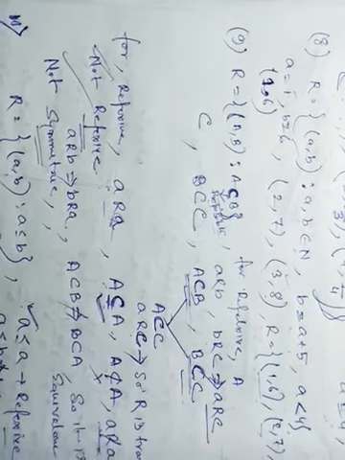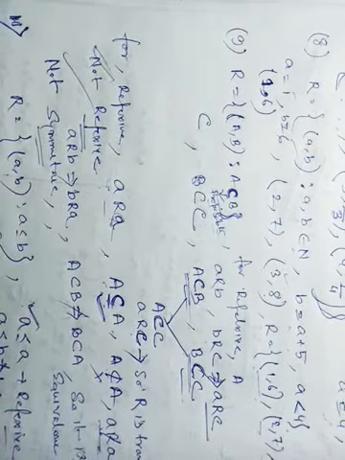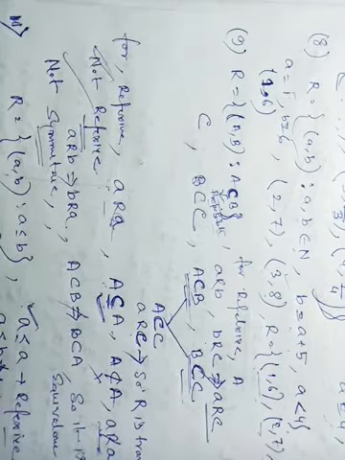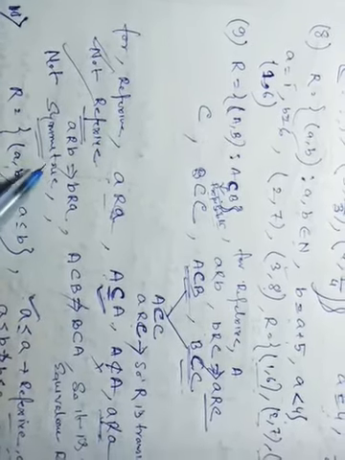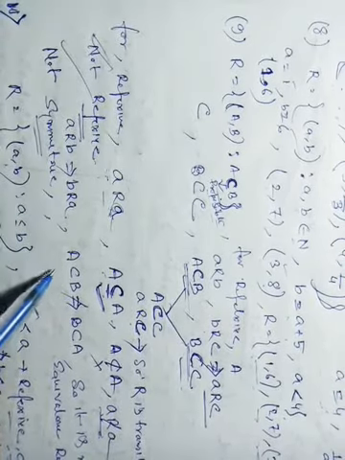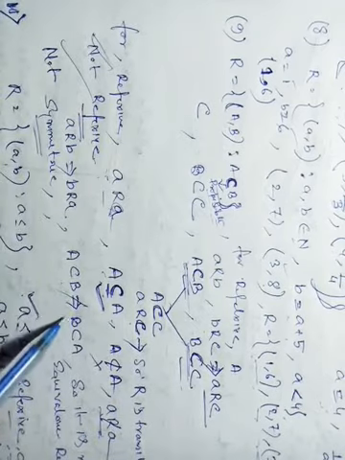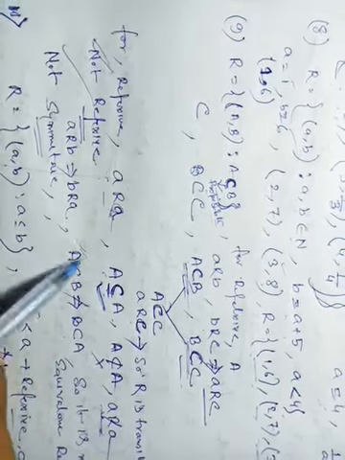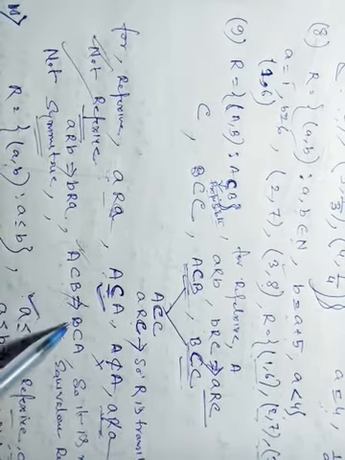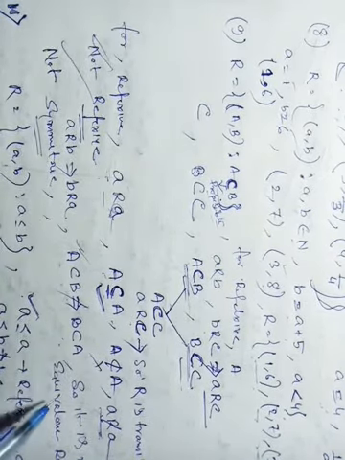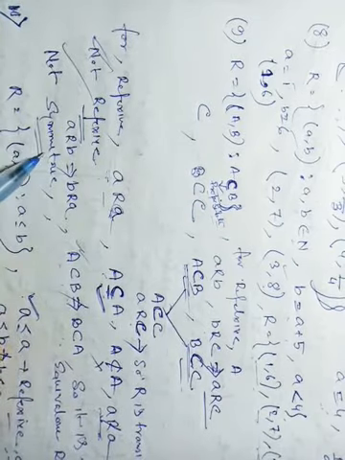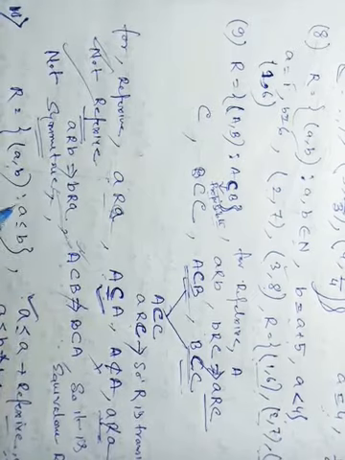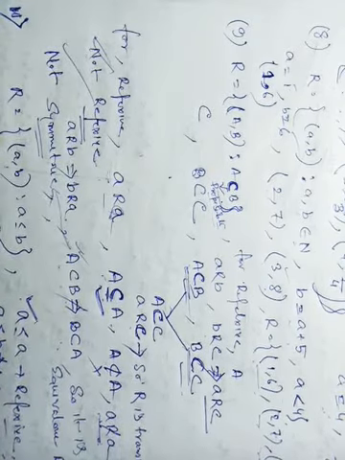Symmetric should be A related to B implies B related to A, right? Now here if we take that A is a subset of B, that doesn't imply B is a subset of A. From set theory, if A is a subset of B, then that doesn't imply B is a subset of A. So it is not symmetric. That is written here. So it is not symmetric.